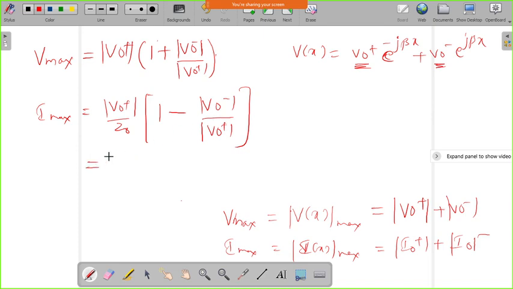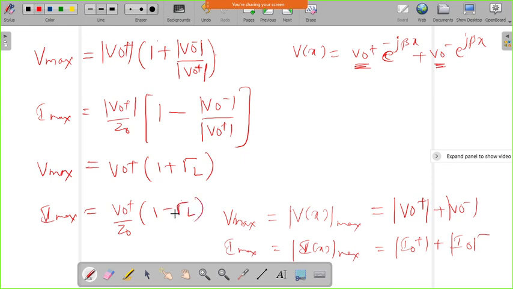So now we can write this V max, which is equal to magnitude of V naught plus into 1 plus gamma L, at the load end. Because we are finding out only the magnitudes of V naught minus by V naught plus, we write it as gamma L. And similarly, the I max we can write as V naught plus by Z naught into 1 minus gamma L. So this is the I max and V max.